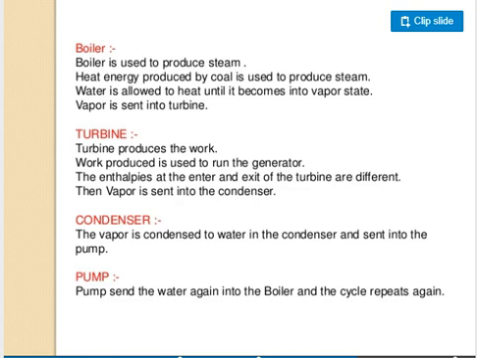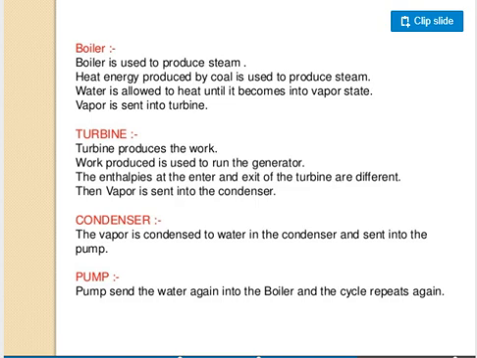Then we discuss the condenser section. The vapor is condensed to water in the condenser and sent into the pump. That means the heat rejection takes place in this condenser section. The heat is rejected by the steam and gained by the cooling water. And then we discuss the pump section. The pump sends water again into the boiler and the cycle repeats once again.